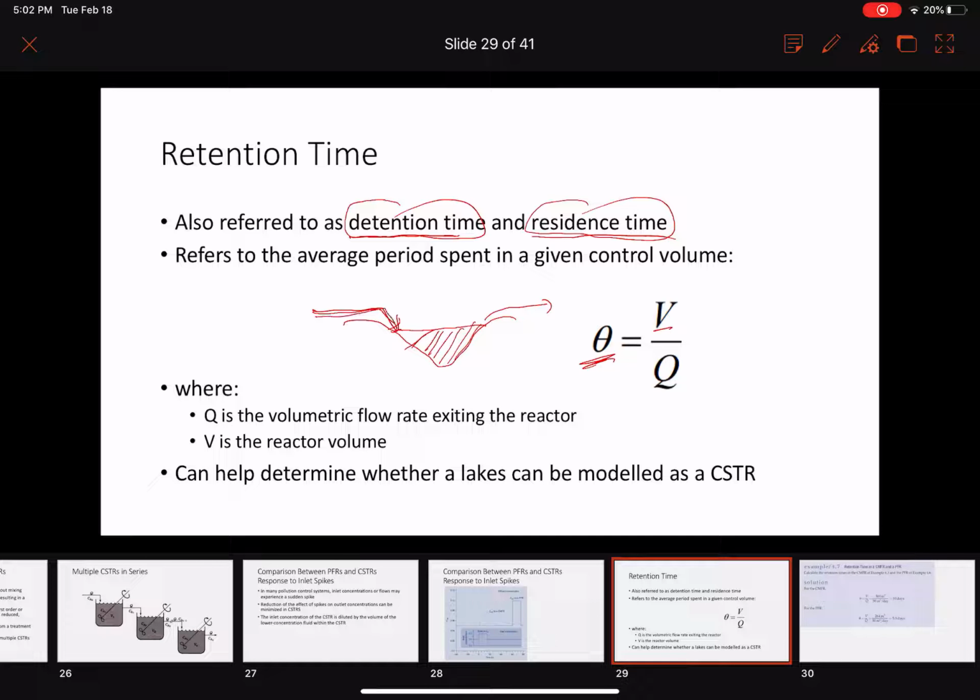Of course, this Q has to be equal to this Q. If this Q is more than this Q, you'll have flooding. So Q in and Q out have to be the same. Theta is equal to volume over Q. So you can determine the time the water stays inside these lakes or inside these tanks.